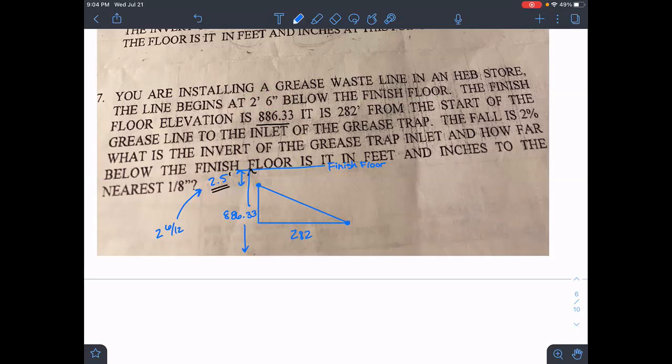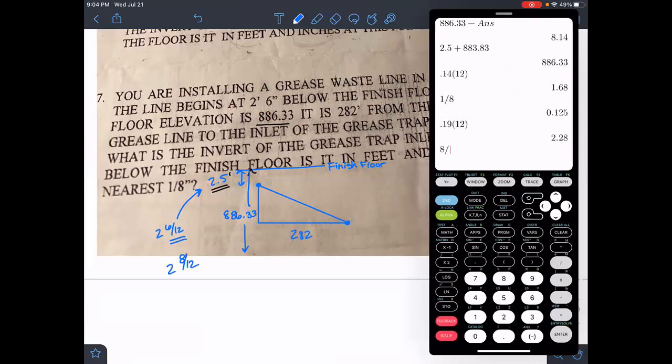The most important thing is that these 6 inches is half of a foot. So to write it in decimal form, I'm going to write it as 2.5. If this was 2 feet 8 inches, then you would write it as 8 divided by 12, and 8 divided by 12 is 0.66 repeating. So then 2 feet 8 inches would be 2.667 feet.